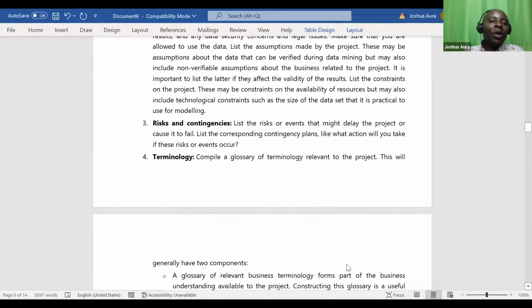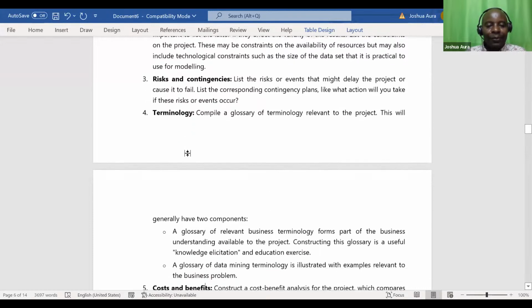Risks, it's very important. What may go wrong? List the risks or events that might delay the project or cause it to fail. List the corresponding contingency plans, like what action will you take if the risks or events occur. Terminology, it is good to have lists of, for example, abbreviations, the glossary, very important, right?